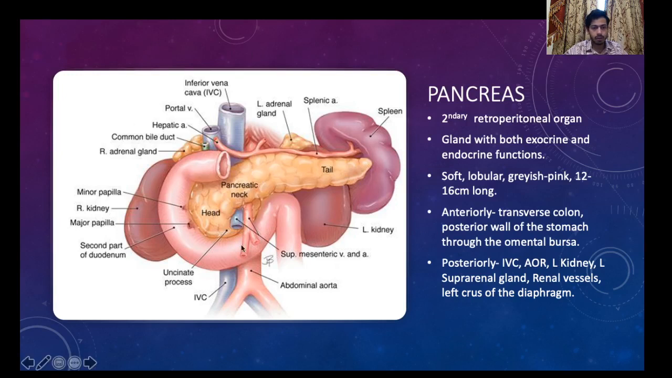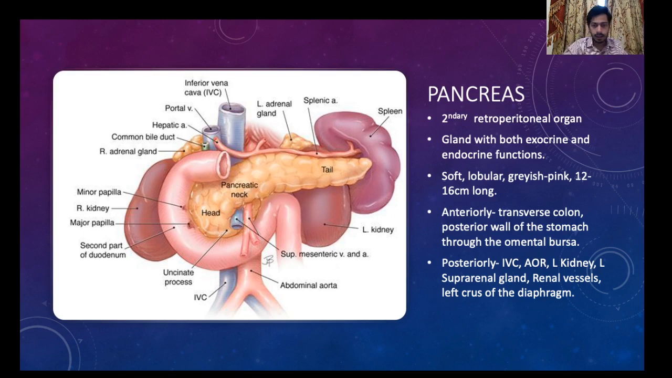Last organ when it comes to other accessory organs of the GIT, you have the pancreas. And a pancreas is actually a secondary retroperitoneal organ. So what I mean to say is that it actually starts off intraperitoneal, and as we evolve embryologically, when we're a fetus, it is pushed backwards. So that's what makes it a secondary retroperitoneal, because it starts off intraperitoneal and it moves back retro.